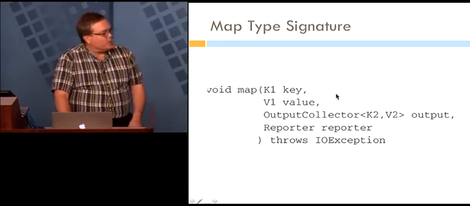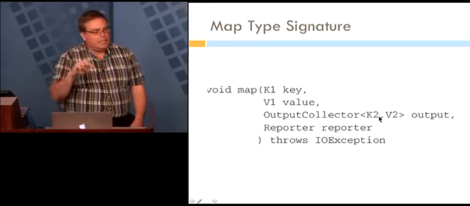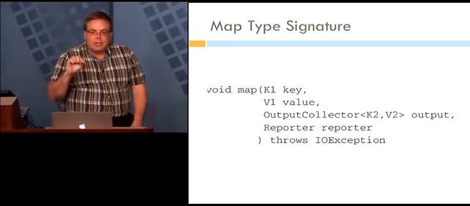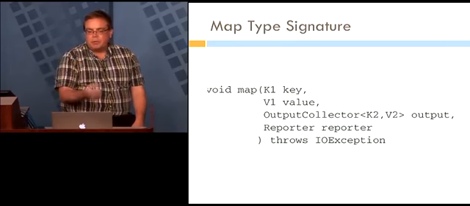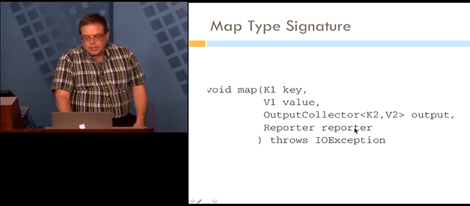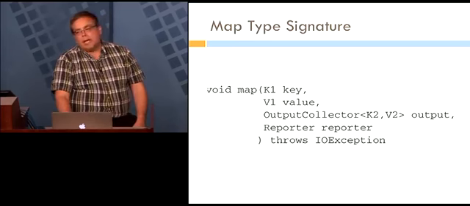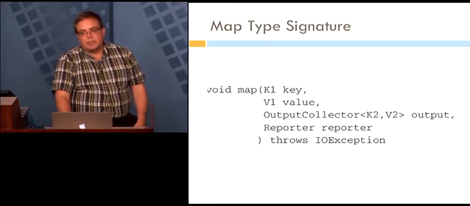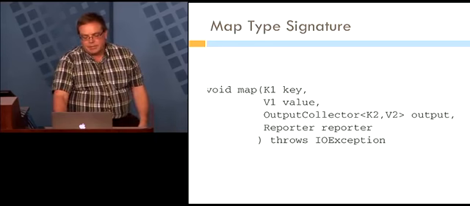So the output collector here, the reason that this isn't just returning a key and a value, is that you may be returning multiple output values for a given input value. We'll go through an example that does exactly that. And then there's a reporter, and the reporter has counters and other data structures associated with it so that you can see the process of what's going on, because debugging this is fairly difficult to do.